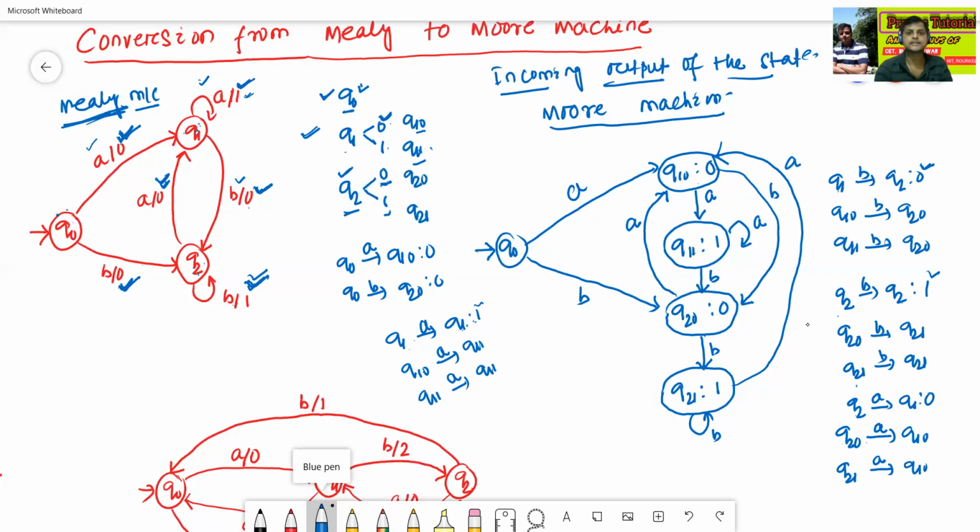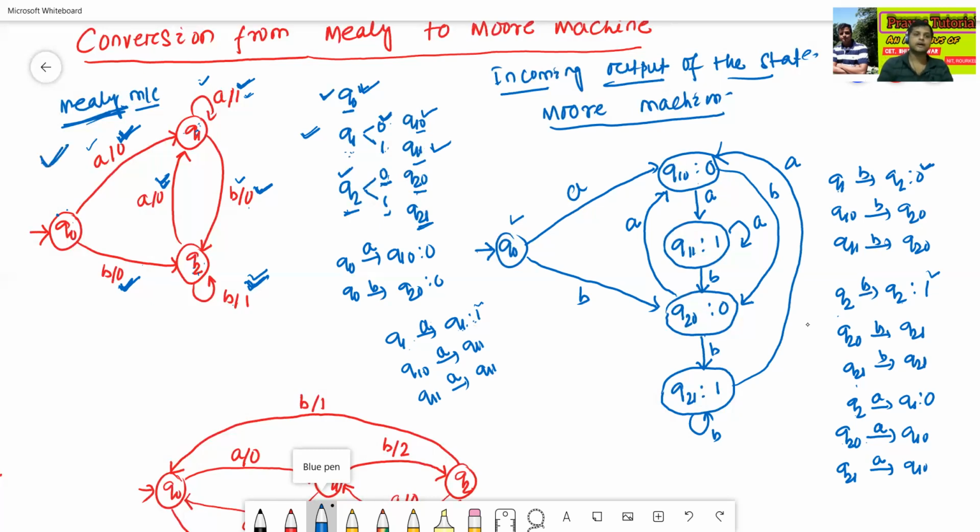Based on the outputs we generate the number of states. Since Q0 has no incoming output, Q0 remains the same state. Q1 has two outputs, 0 and 1, so we divide Q1 into two states, Q10 and Q11. Since Q2 has two outputs, 0 and 1, we divide it into Q20 and Q21. In this way we can construct the Moore machine if a Mealy machine is given.